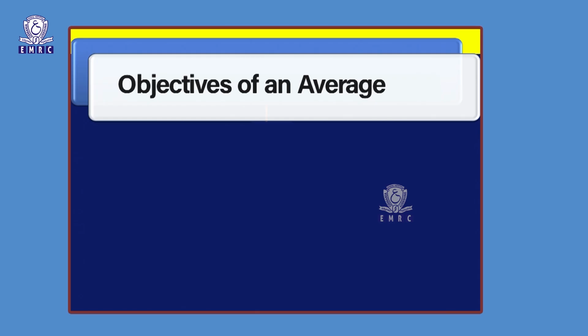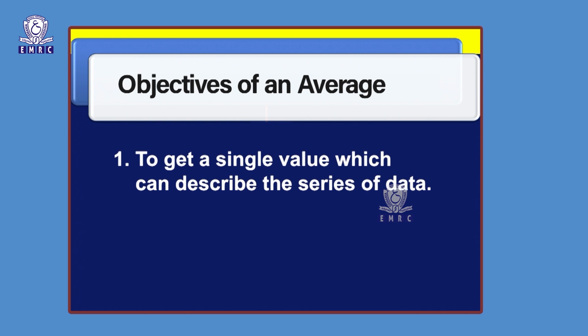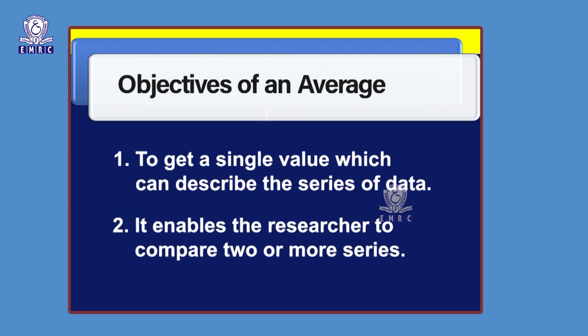Now let us discuss the objectives of an average. There are two main objectives of an average. The first one is average helps to get a single value which can describe the series of data. For example, practically it is impossible for us to remember the household income of all the households of a city. But with the average, we can draw conclusions about the average household income and the living standards in a particular city. The second one is it facilitates comparison.